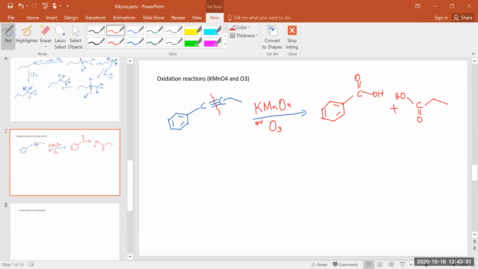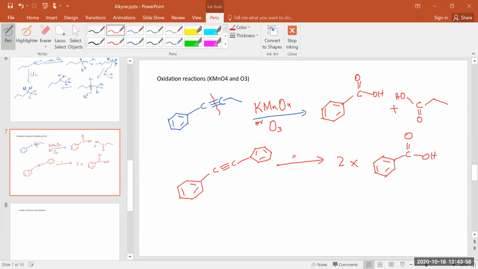Similarly, if you let's say just take this one, and you take any of these reagents, so what will happen? Two molecules of benzoic acid will form because they are similar. So don't worry about the mechanism. Just for this, the reagent and product, you remember.